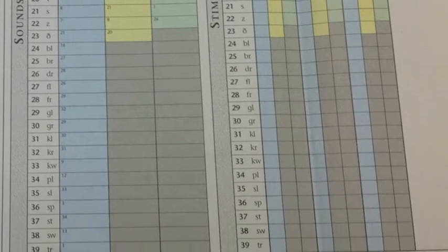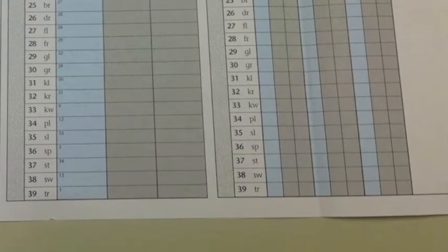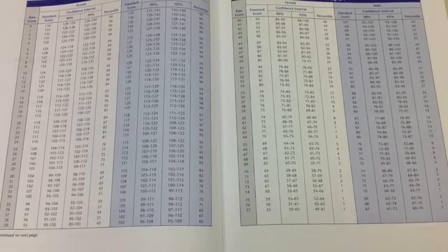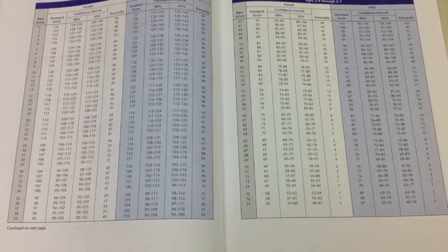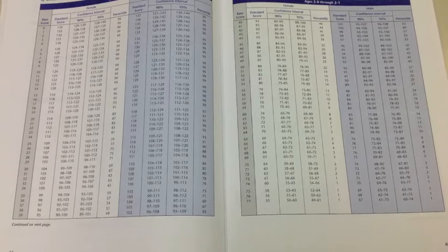Articulation errors are counted to provide a raw score. Using Appendix B of the manual, these scores can be converted to a standard score, a confidence interval, a percentile rank, and a test age equivalence.